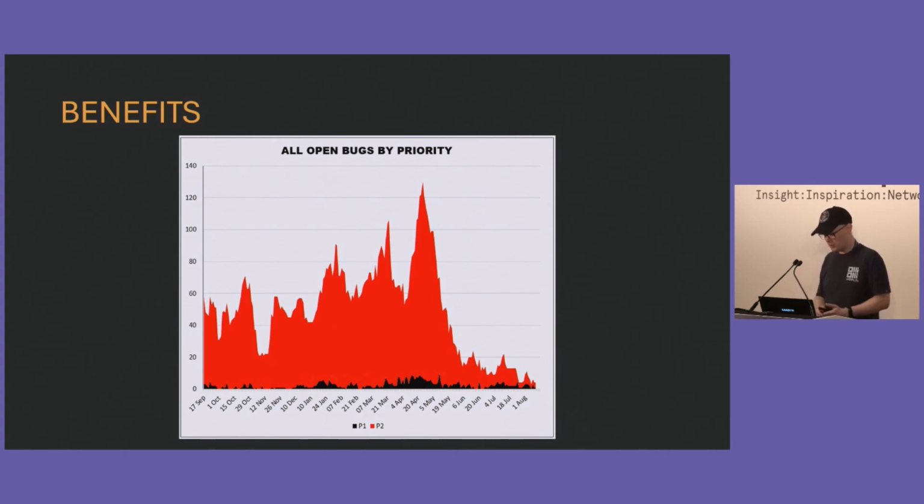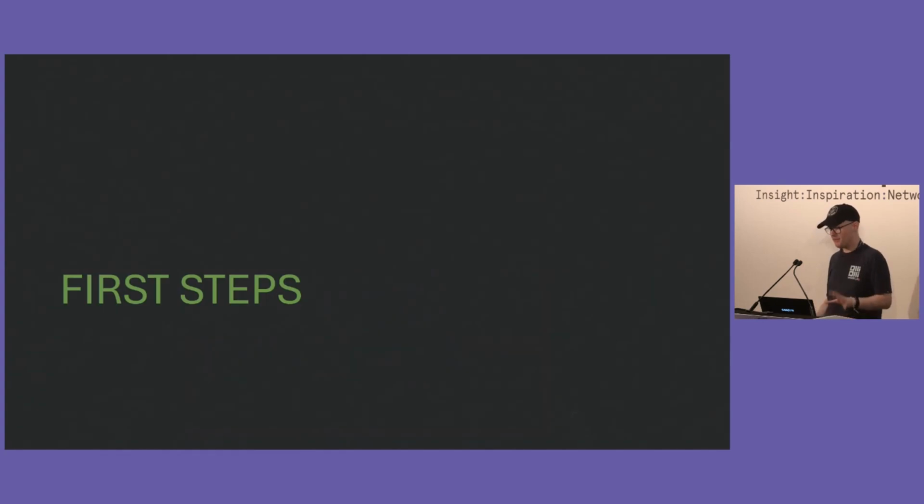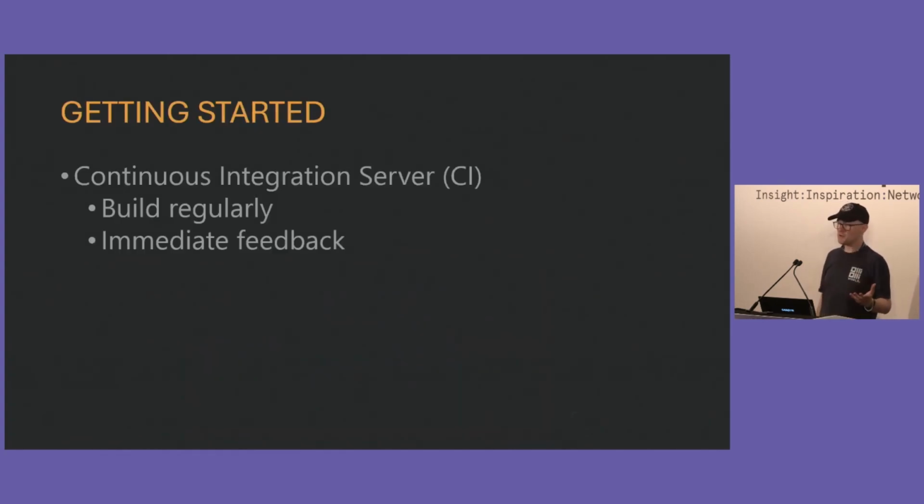So I hope I've persuaded you all. Let's look at a few steps so you can get started. The first thing you're going to need is a build server or continuous integration server of some kind. You want this to be doing builds regularly. You don't want it to be when you remember to press the button. You ideally want it to be all the time. And you want immediate feedback for that.